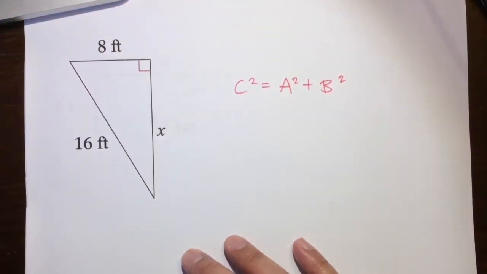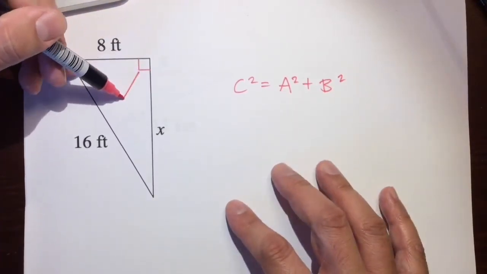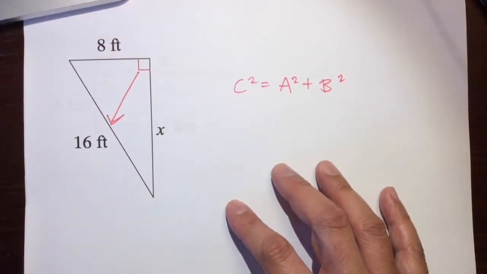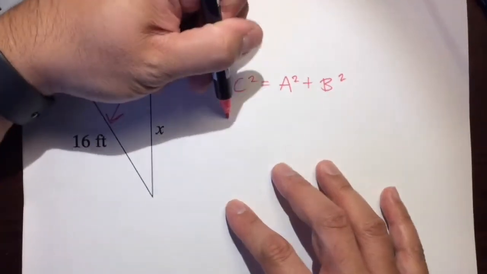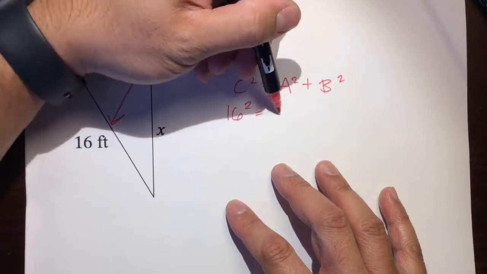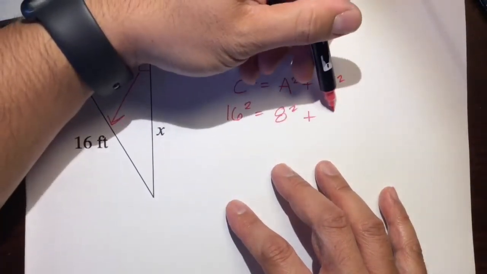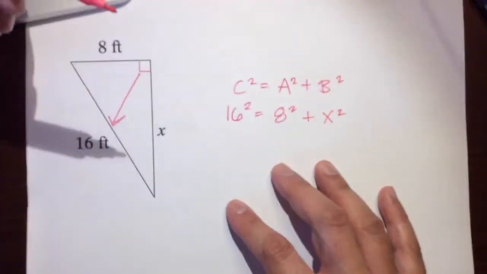Let's substitute some numbers into these variables. So which one is the hypotenuse? Well, here's our right angle pointing at the hypotenuse. So we're going to write 16 squared is equal to 8 squared, one leg, plus the other leg squared.